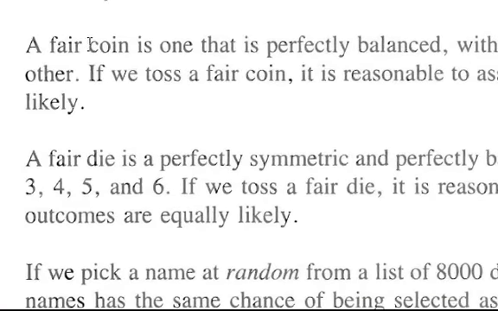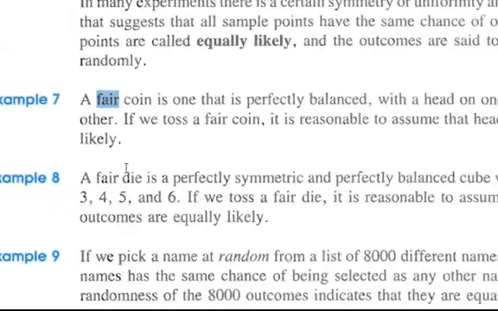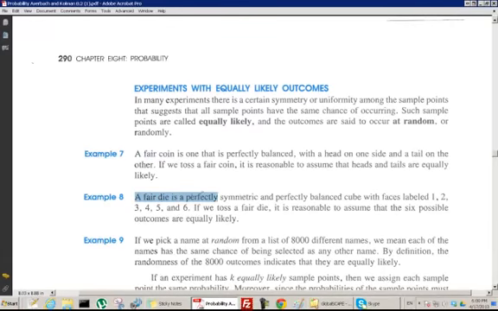So when you toss a fair coin, by fair coin we mean equally likely outcomes. A fair coin, in other words a balanced coin, is one that is perfectly balanced with a head on one side and a tail on the other. If we toss a fair coin, it is reasonable to assume that heads and tails are equally likely. A fair die is a perfectly symmetric and perfectly balanced cube with faces labeled 1 through 6. If we toss a fair die, it is reasonable to assume that the 6 possible outcomes are equally likely.